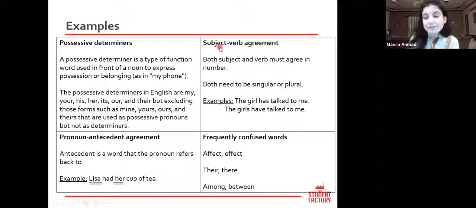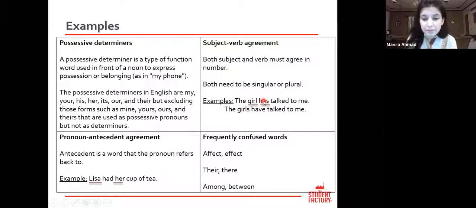Next, we have subject-verb agreement. Both subject and verb must agree in number, as I've already told you. Both need to be singular or plural. Examples: the girl has talked to me. Now over here, the girl and the verb has, they both show that we are talking about a singular subject, and therefore the verb structure is also singular.